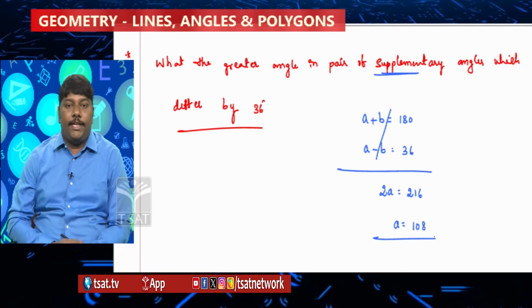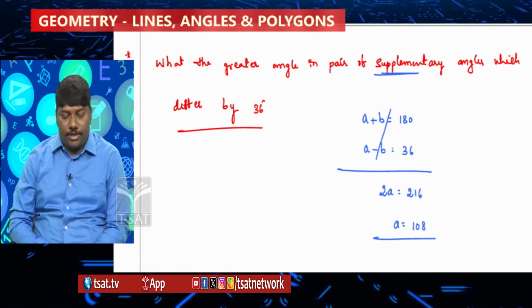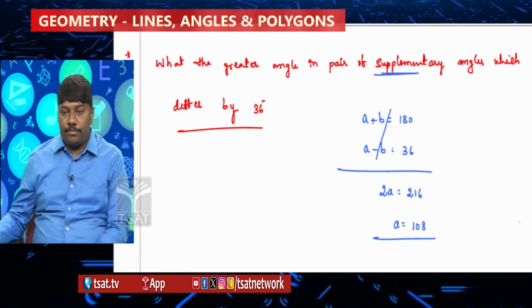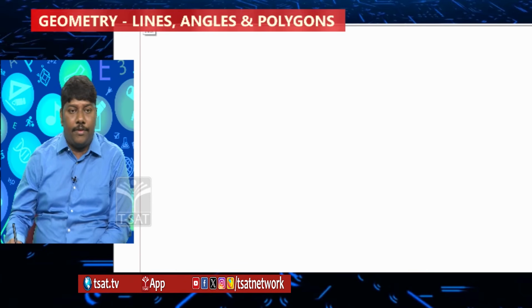If I ask you what is the least angle in a pair of supplementary angles which differ by 36, angle A is the greater angle, which is 108, and angle B is the smaller angle, which is 72. So, in the same way I can give you a question based on reflex also. It will be the same.